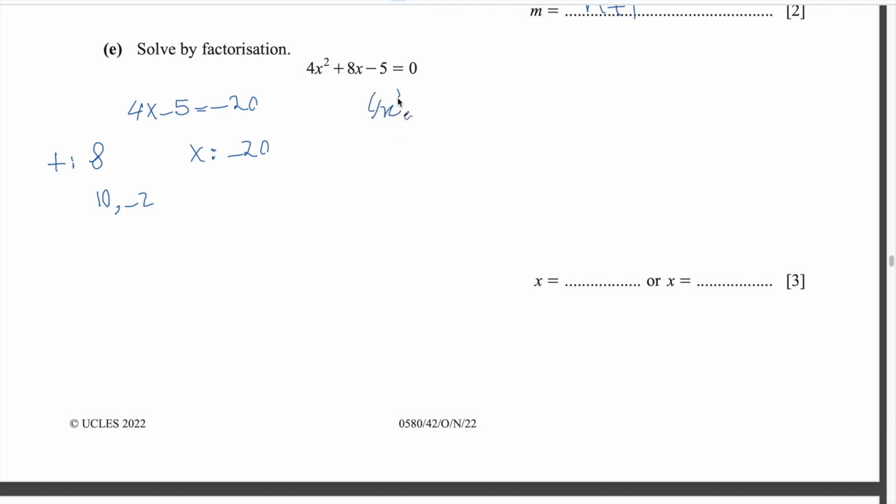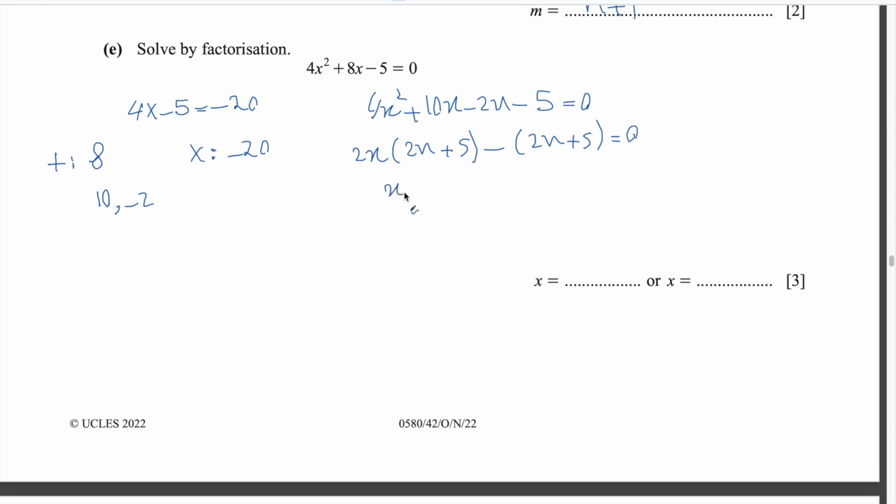So 4x squared. Now instead of 8x, I split it using these numbers. So I write plus 10x minus 2x, because 10x minus 2x will become 8x. Then I write the rest. So 2x is common for the first one. It will become 2x plus 5. And here negative 1 can be factored. It will become 2x plus 5 is equal to 0.